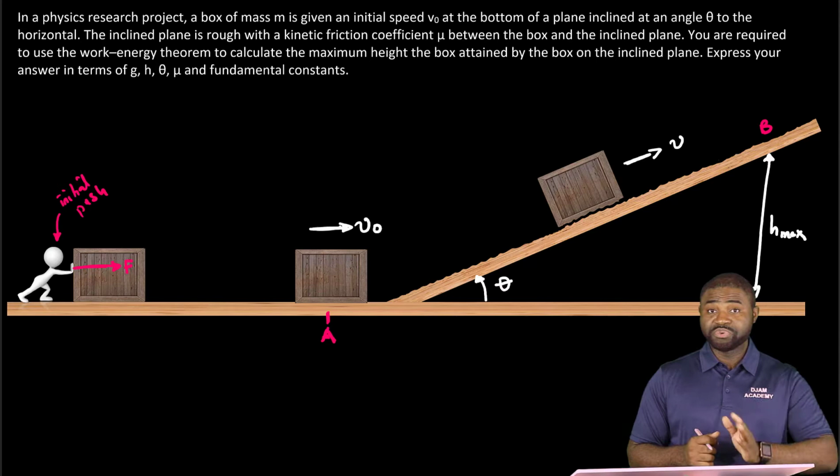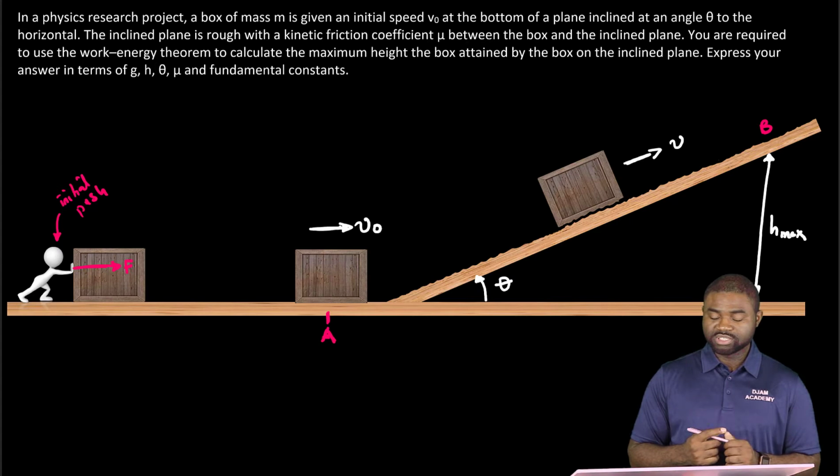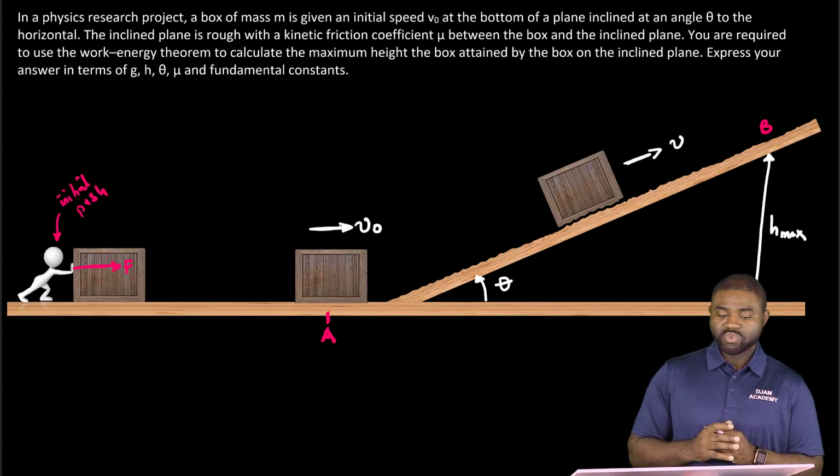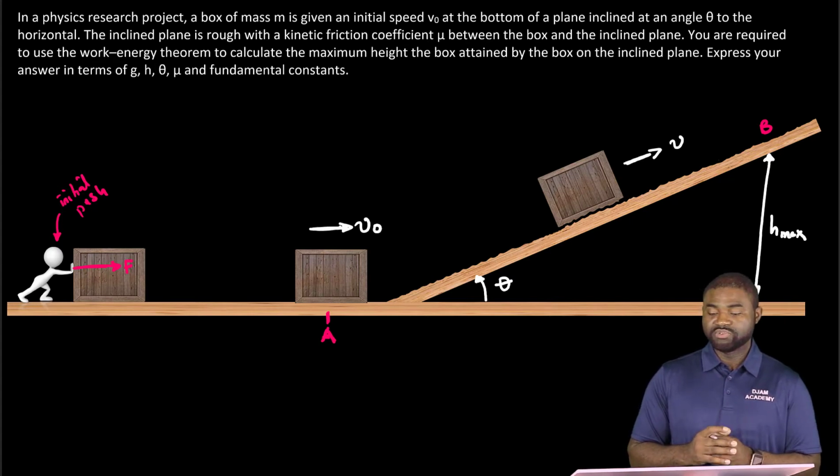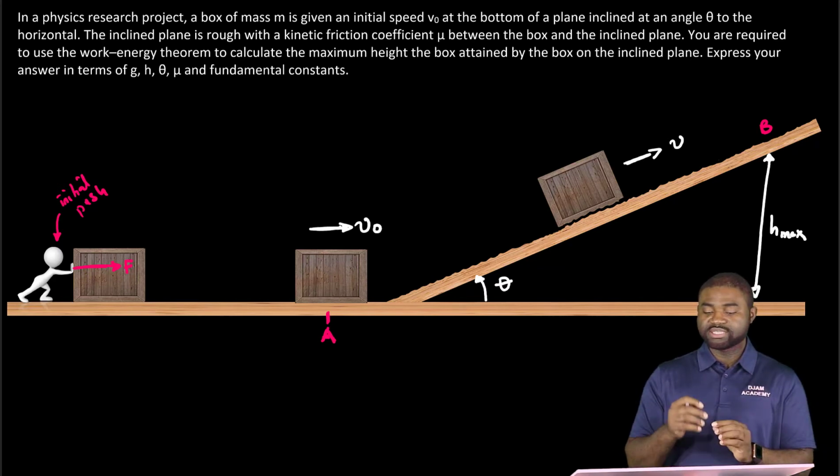In a physics research project, a box of mass m is given an initial velocity v0 at the bottom of an inclined plane at an angle theta to the horizontal. The inclined plane is rough, with a kinetic friction coefficient mu between the box and the inclined plane. You are required to use, remember I've specifically asked you to use, the work kinetic energy theorem to calculate the maximum height attained by the box on the inclined plane.